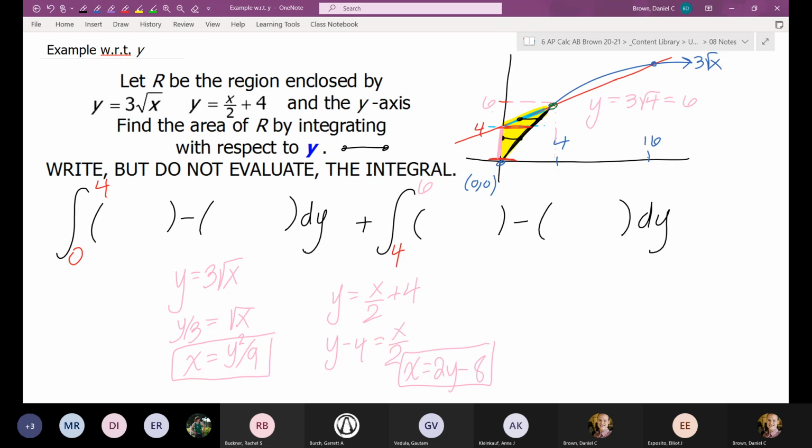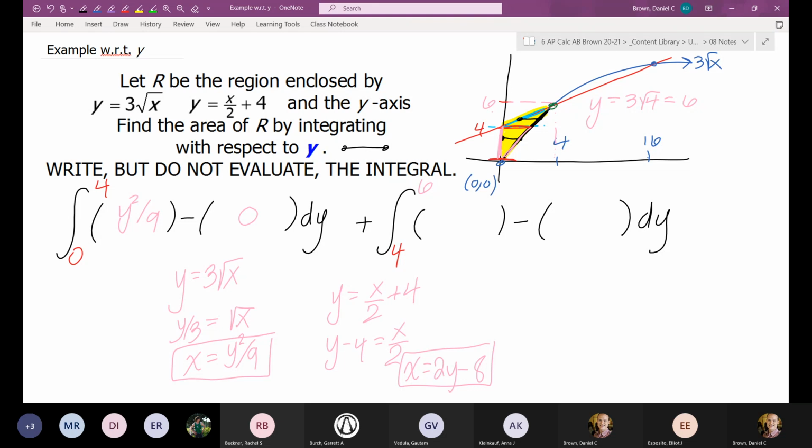minus the left function. So in this first region, right would be the radical function, but we're not going to use 3 square root of x. We're going to use y squared over 9. What's technically the left function for that first lower portion of the region? 0. It's x equals 0. Could you leave off that minus 0? Definitely. I like putting it there just to remind myself that's where the formula comes from, but you could leave off that minus 0. It's not going to change the problem.